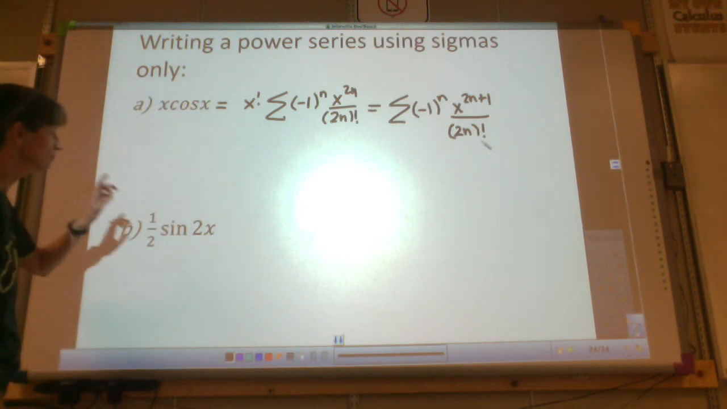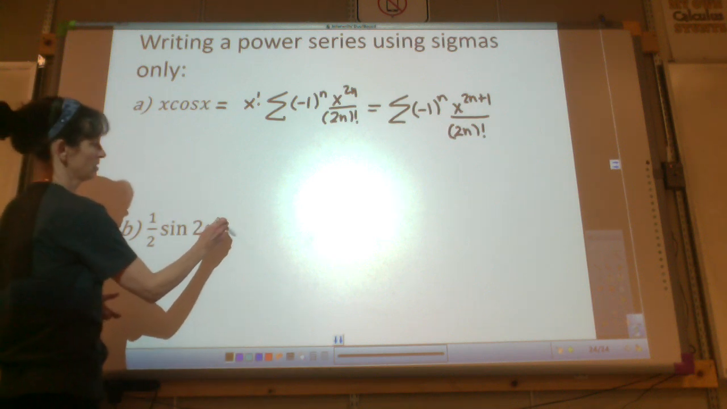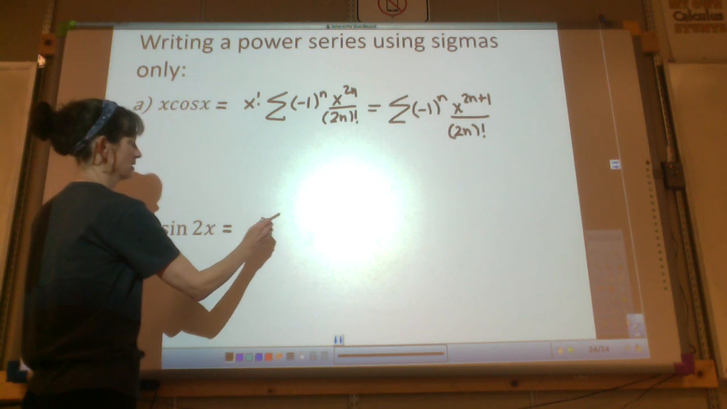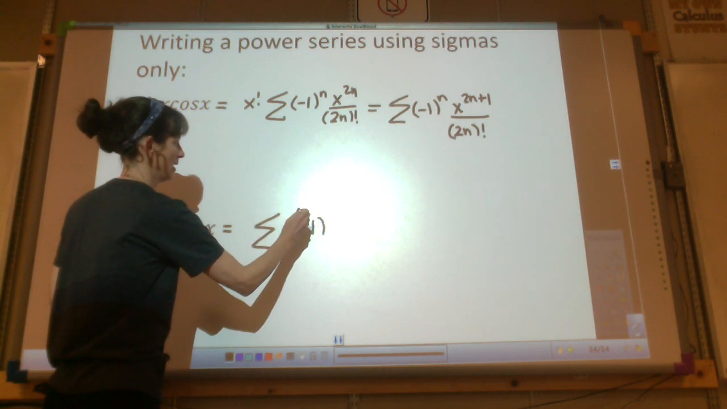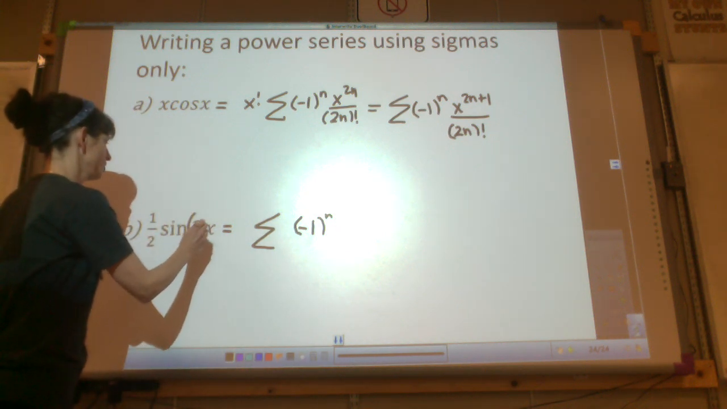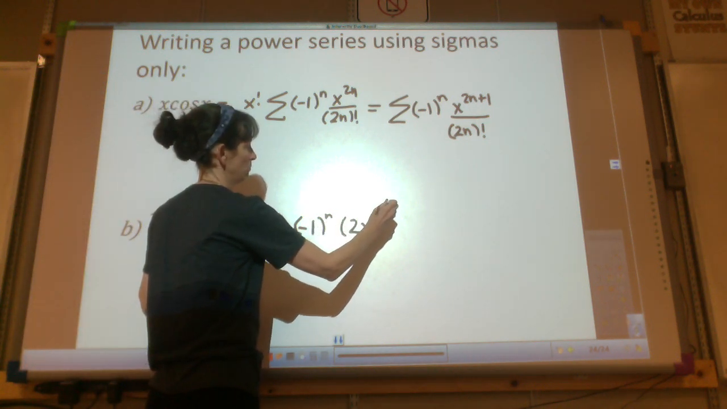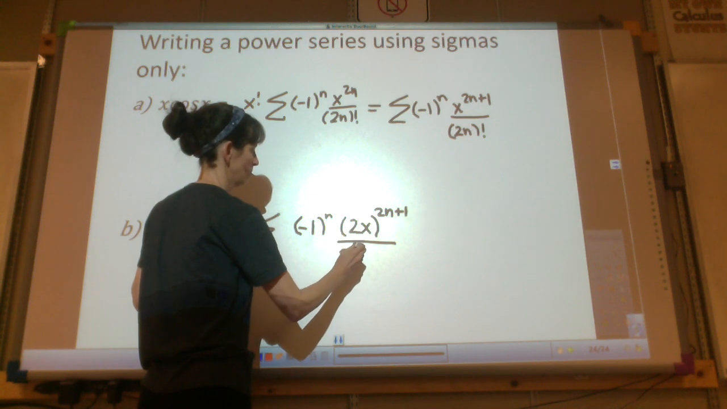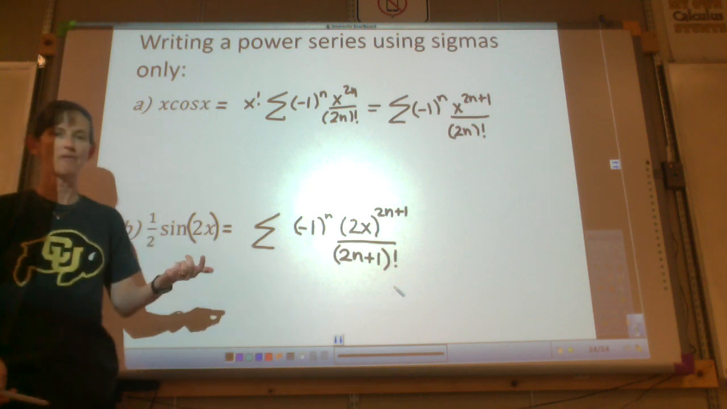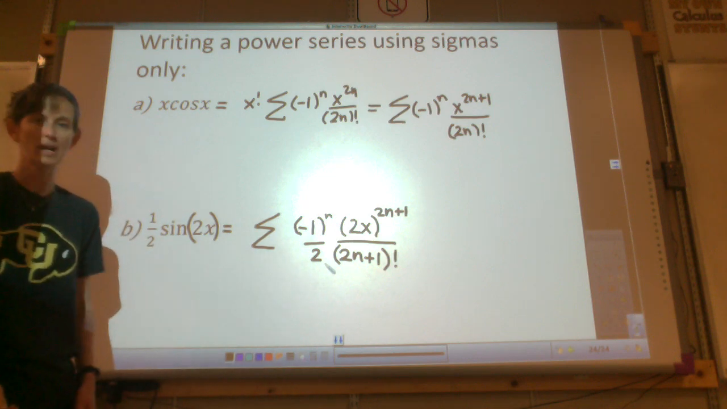For this one, it's really not even that interesting. I'm not sure why I'm doing it, because it's insulting. We're going to take the formula for sine of x, which is negative 1 to the n times x to the 2n plus 1, but instead of x, we're going to say 2x to the 2n plus 1 over 2n plus 1 factorial. And the 1/2 just goes in front of every single term, so just put a 1/2 in front of the whole thing.